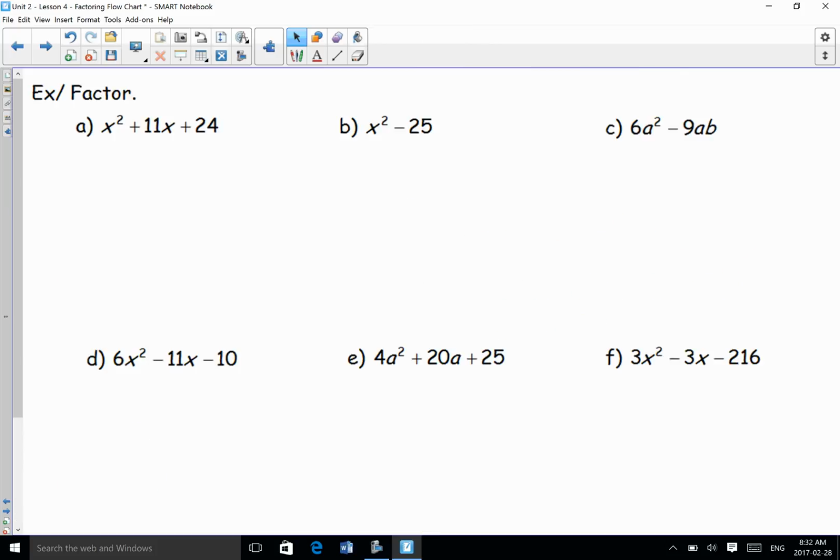Okay, let's try some examples. So flip the page over. On the back is a bunch of examples all mixed together. Now, I'm just going to go through them all. I would suggest you pause this. Try them yourself.